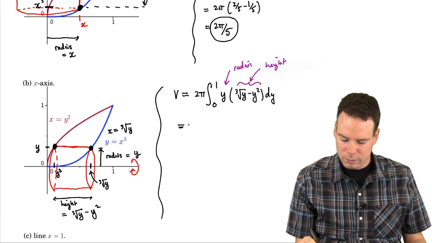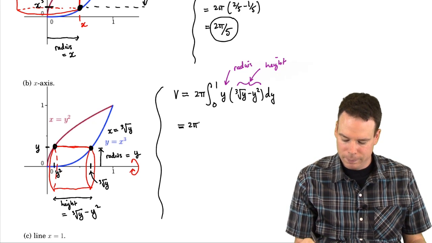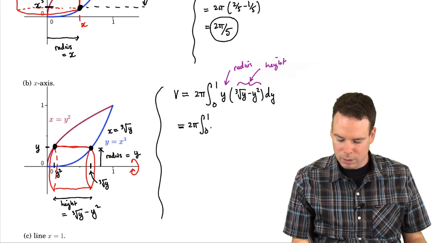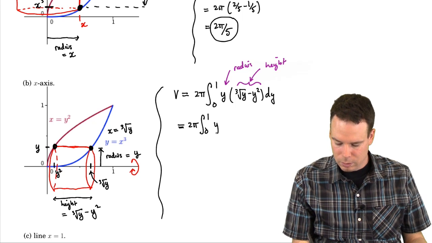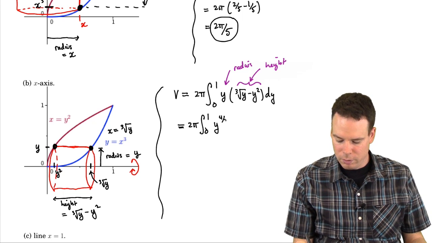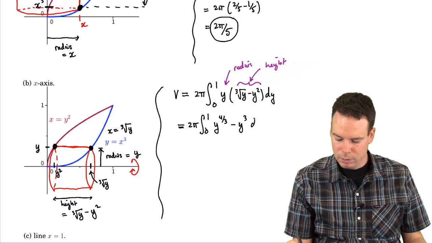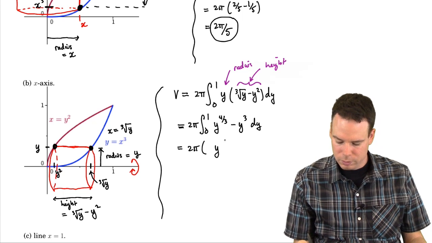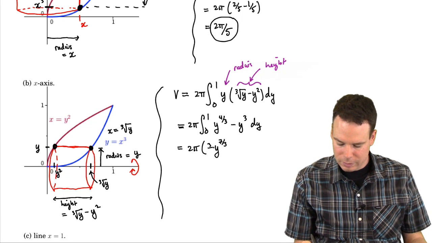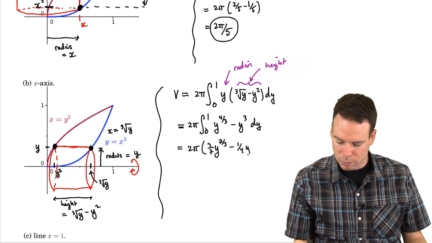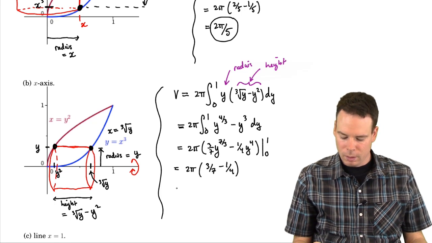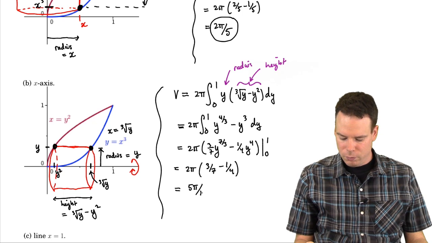And now we can work out the integral to get the value of the volume. So this is 2 pi times the integral from 0 to 1, y to the 1/3, so cubed root of y is y to the 1/3, times y is 1/3 plus 3/3, so that's y to the 4/3 minus y cubed dy. Now I can anti-differentiate each piece using the power rule. So this is y to the 7/3, 3/7 minus 1/4 y to the 4th, and that's from 0 to 1. So this is 2 pi times 3/7 minus 1/4. 5 pi by 14.